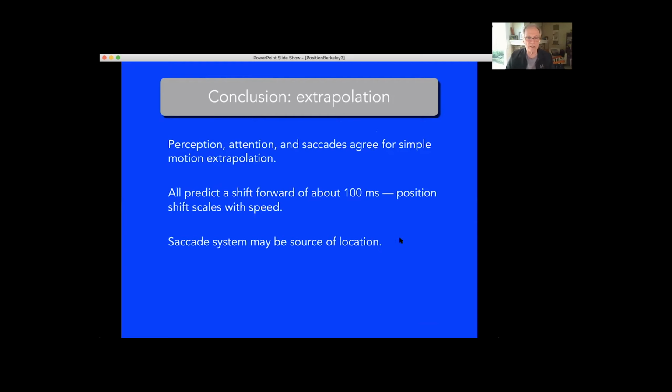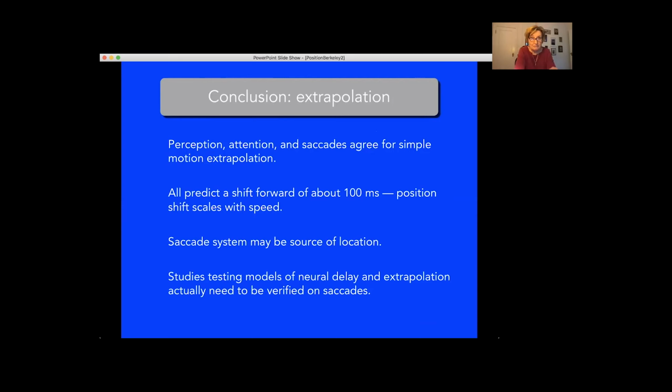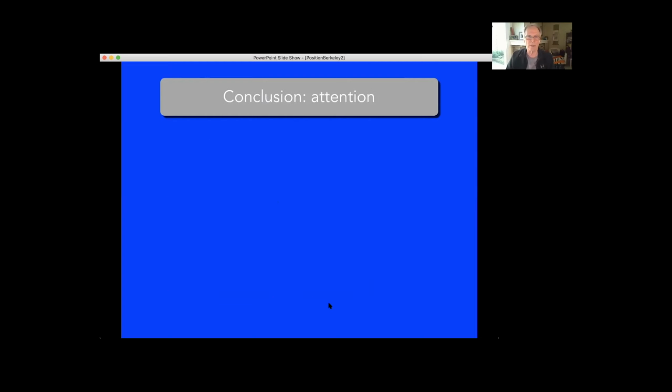And it could be that the saccade system is the source of this location. We'll probably throw that out in a while, but let's say that for the moment. But what this does say is that if we do think the saccade system is involved, then studies testing models of neural delay and extrapolation, of which there have been many, need not be run on flash lag or flash drag on their own, but verified in conditions with saccades, if you really want to check this out.